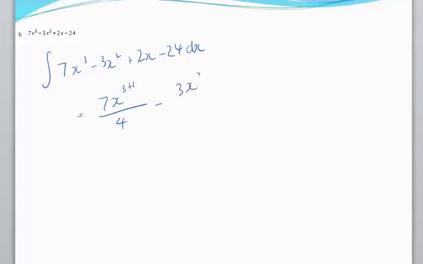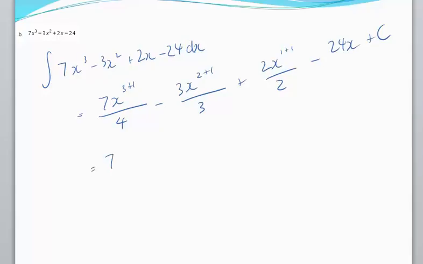So if we look at B, we're doing the same thing here. We've got 7x cubed minus 3x squared plus 2x minus 24. So we end up with 7x cubed plus 1 here divided by 4, minus 3x power of 2 plus 1 divided by that 3, plus 2x, 1 plus 1 more divided by 2, minus 24x plus c.